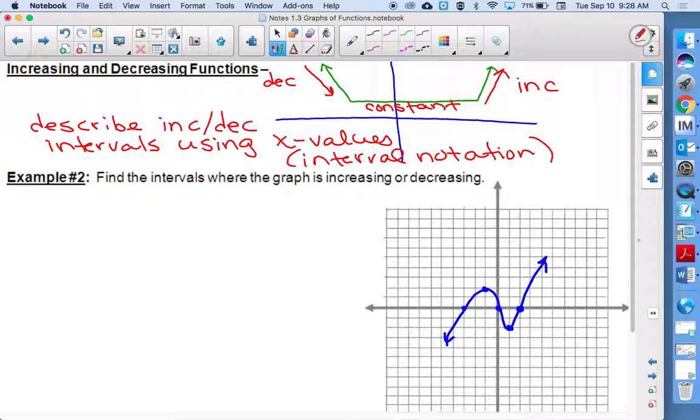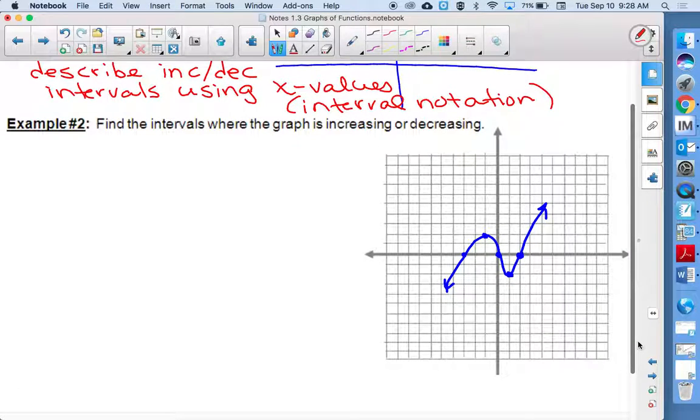So a question will say, where on the graph is the function increasing? And we're going to locate that, we're going to find that location on the graph, but we're going to describe that using the horizontal distance that it's taking up on the graph. So if you look at the picture underneath, it says find the intervals on the graph that are increasing or decreasing.